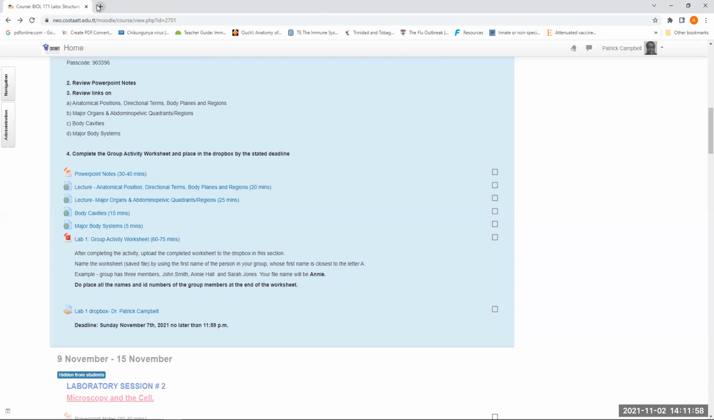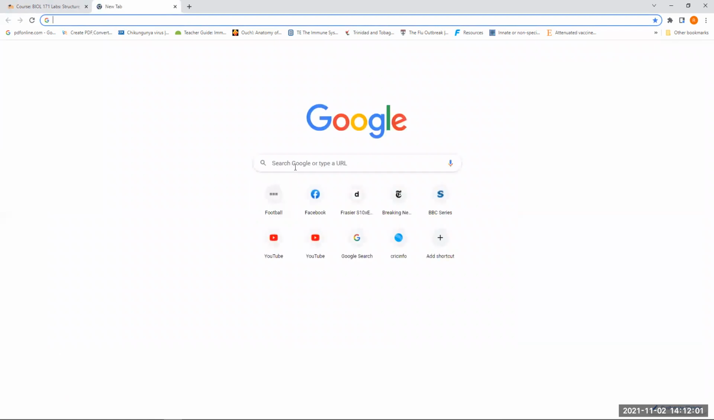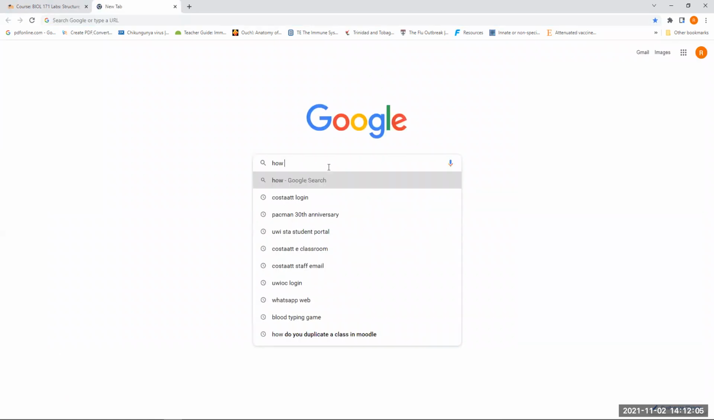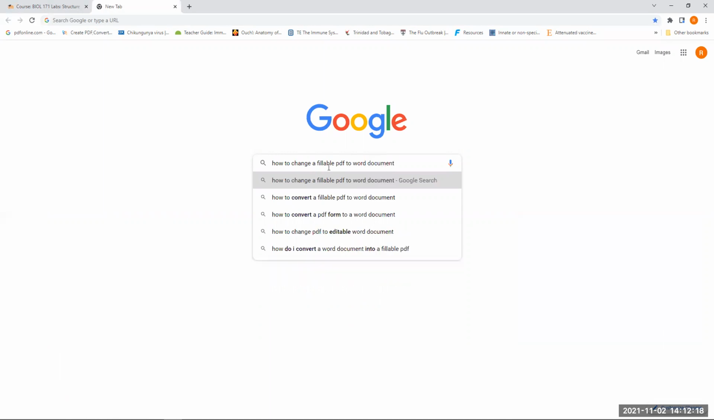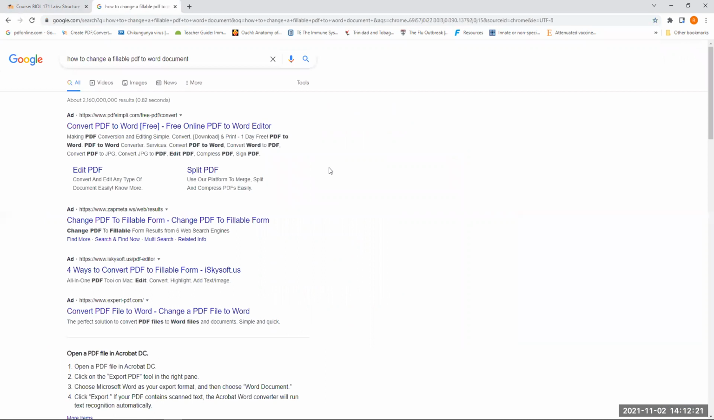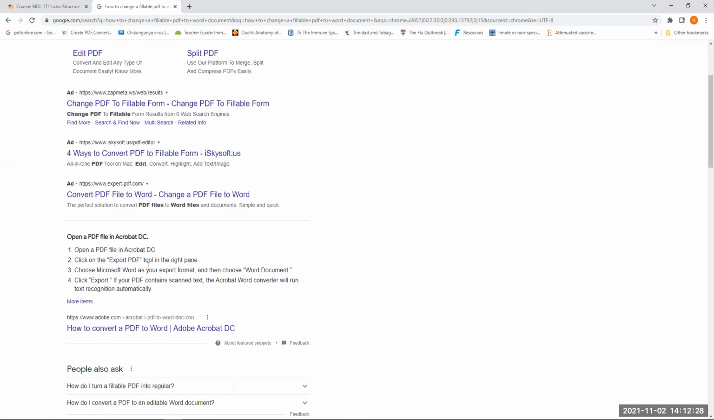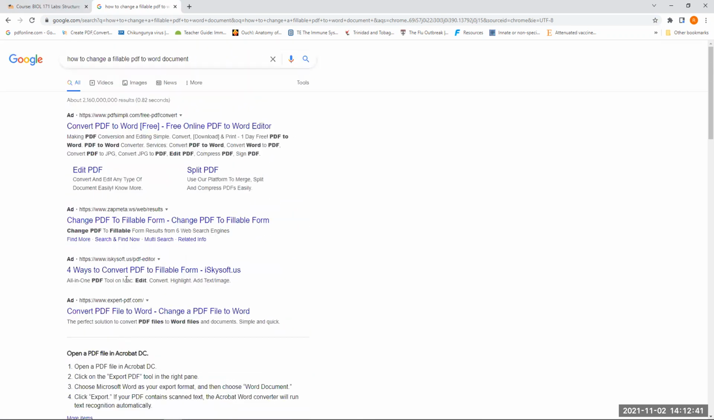So whenever you're in doubt, what do you do? Ask a question. Google. So what do you say? How to change a fillable PDF to non-fillable? You could do it like that first and then convert the PDF to a Word document, or just add it. Ask the question directly. And there's software that will do it for you. Here it tells you how to do it in Acrobat DC, which is the free version of Acrobat. So you could just download Acrobat and follow these instructions, but it's not difficult to do at all. So you could just do that, convert it.